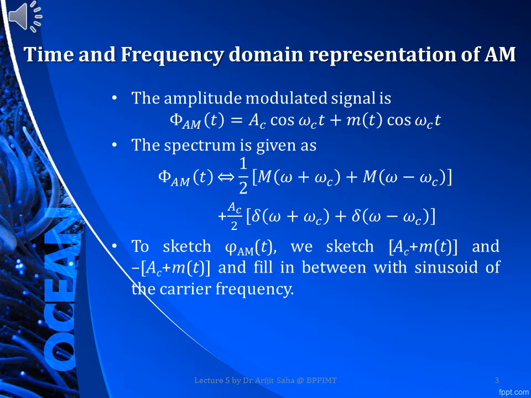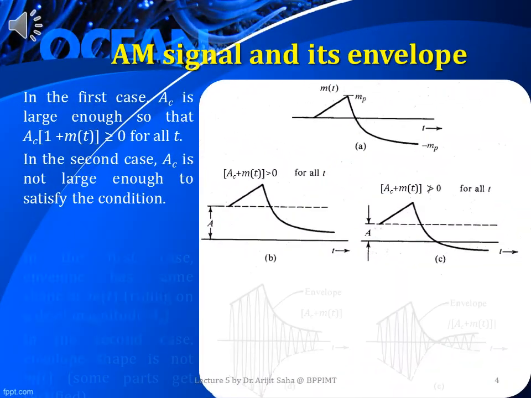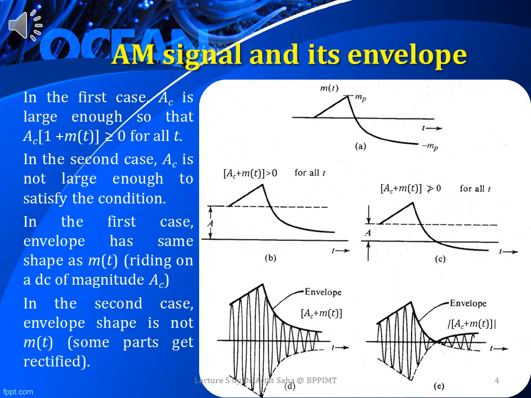Now to sketch phi_AM(t), we sketch A_c + m(t) and −(A_c + m(t)) and fill in between with sinusoids of the carrier frequency. The AM signal and its envelope is shown in the figure.